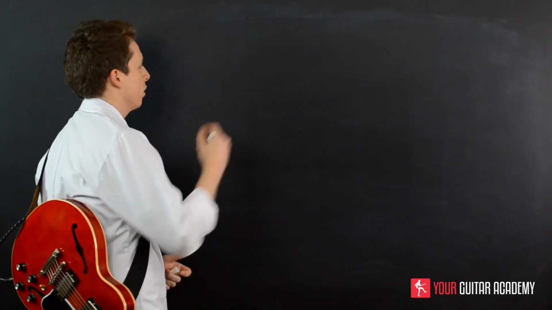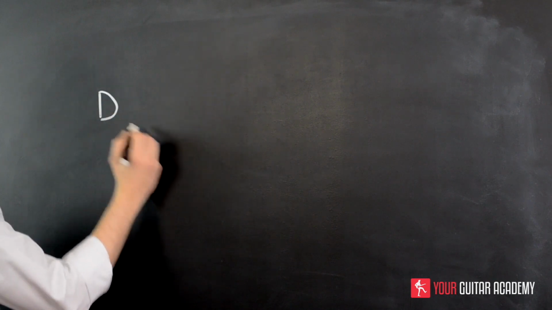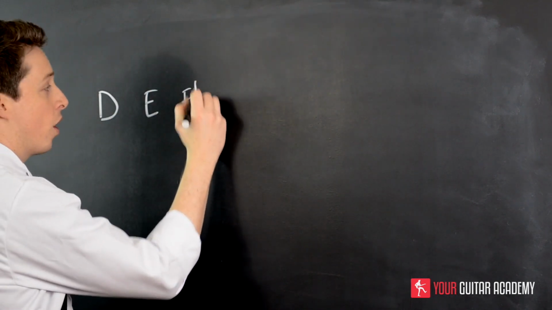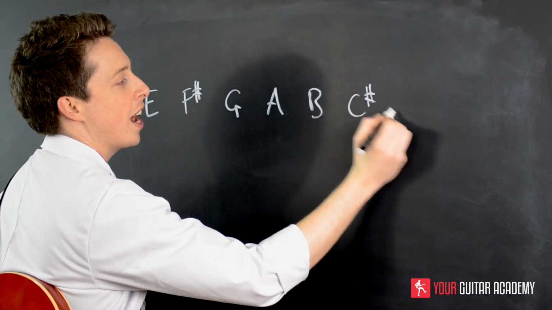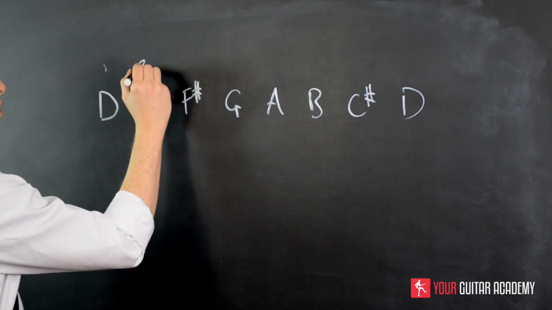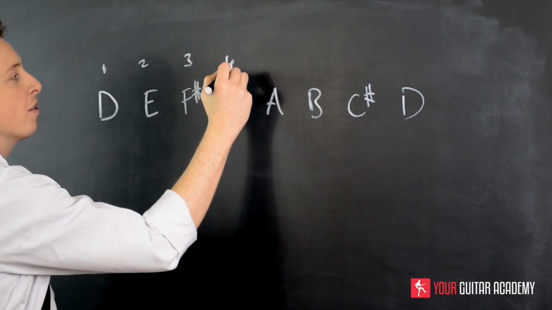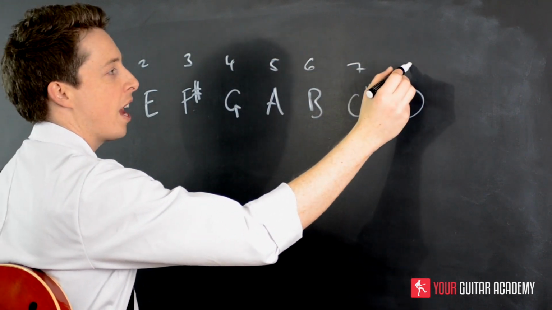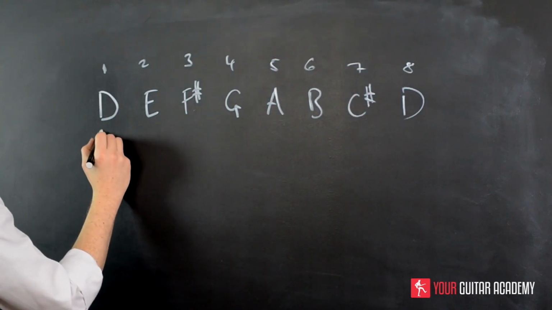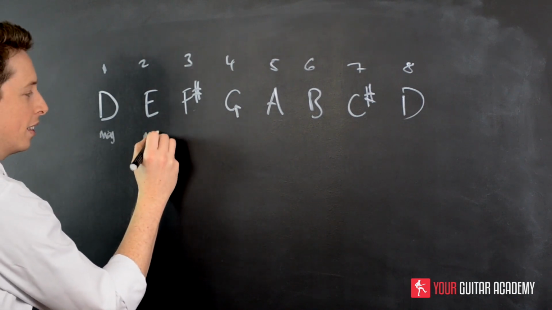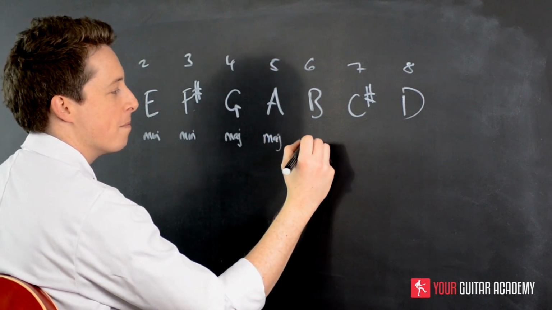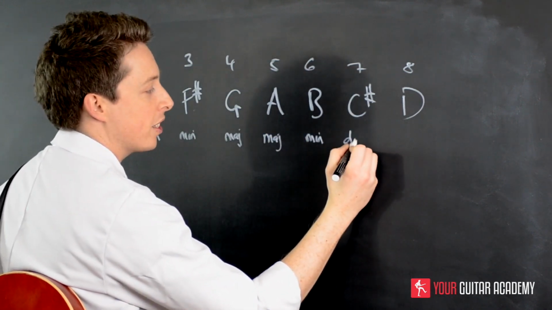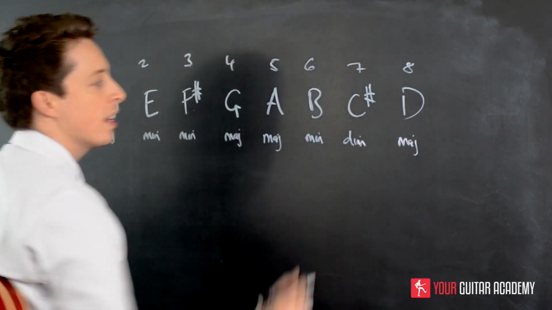Let me pop that in there. So we start obviously by working out the D major key. So let's go, of course, D, E, this is a tone, tone, semitone, tone, tone, tone, and then semitone. Okay, so we've got 1, 2, 3, 4, 5, 6, 7, and then 1 and 8. Okay, and of course we've got major, minor, minor, major, major, minor, diminished, and major.